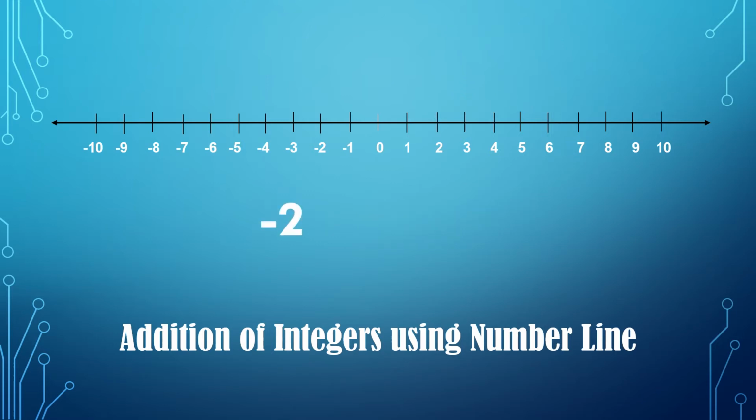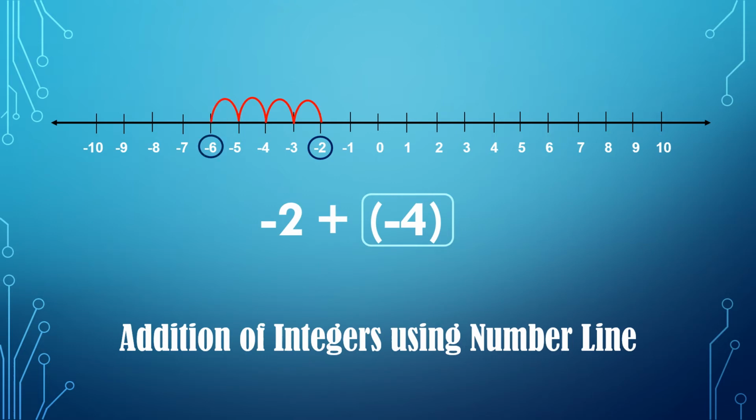Another example. Negative 2 plus negative 4. So on the number line, we start from negative 2 and count 4 units going to the left since 4 is negative. We have 1, 2, 3, and 4. So negative 2 plus negative 4 is negative 6.